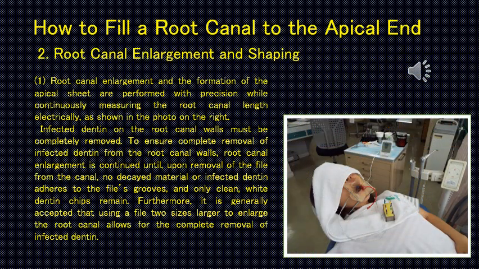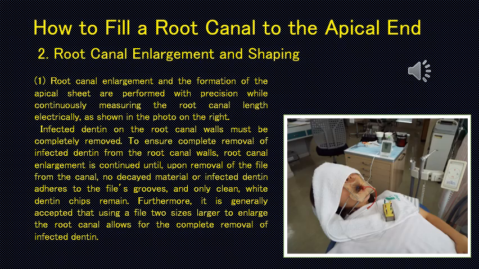2. Root canal enlargement and shaping. 1. Root canal enlargement and the formation of the apical seat are performed with precision while continuously measuring the root canal length electrically, as shown in the photo on the right. Infected dentin on the root canal walls must be completely removed.